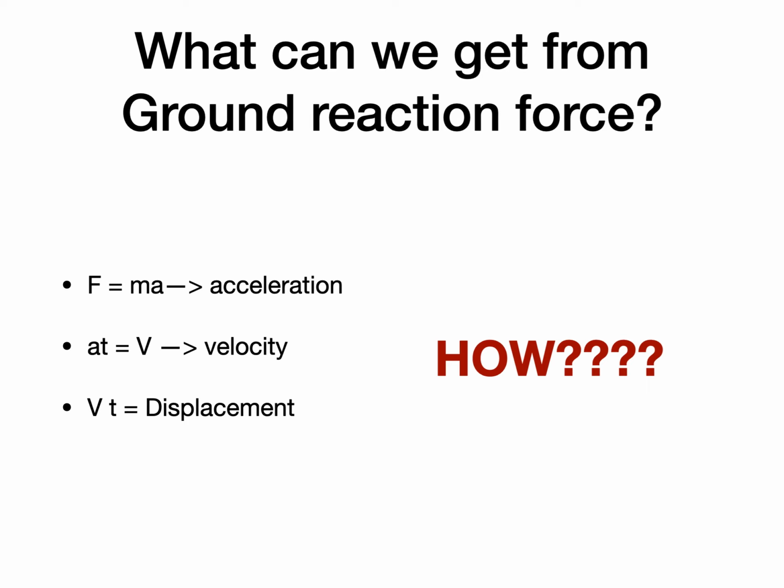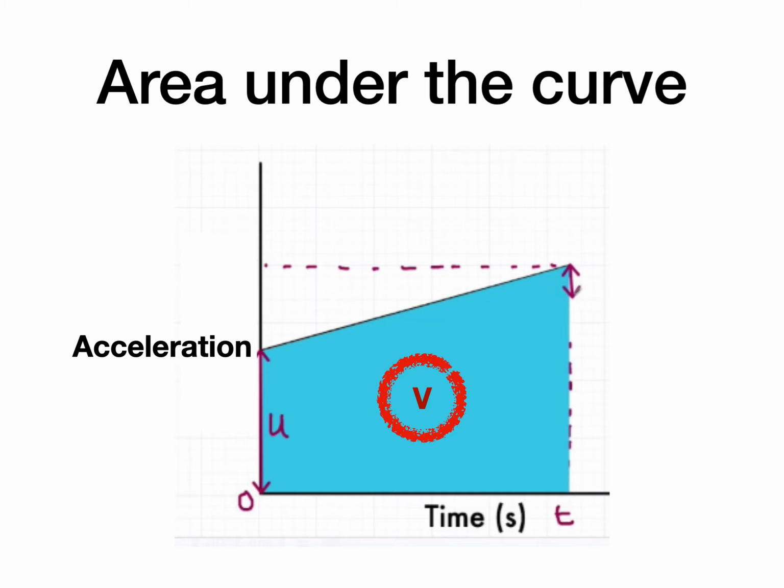But how do we get the velocity and displacement from the ground reaction force data? We're going to use this kind of method. You can imagine this is an easy line. If the y-axis is acceleration and the x-axis is time, then the area below the line will be velocity, right? Because velocity equals acceleration times time.